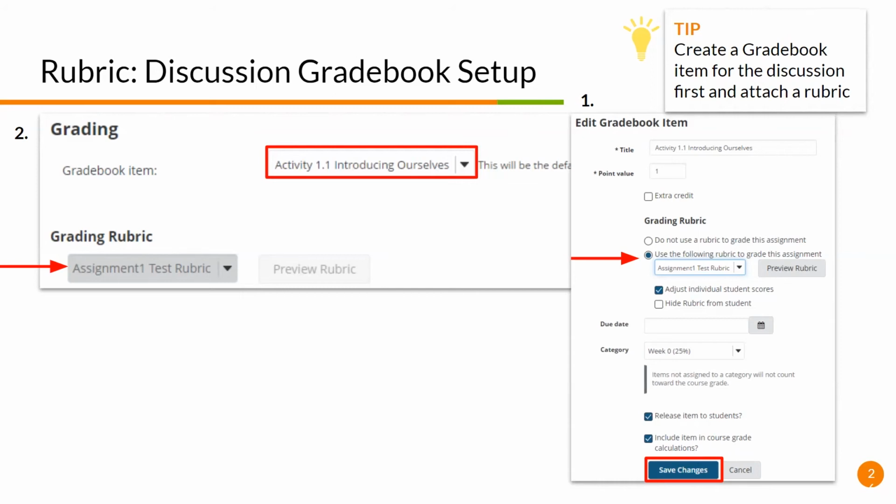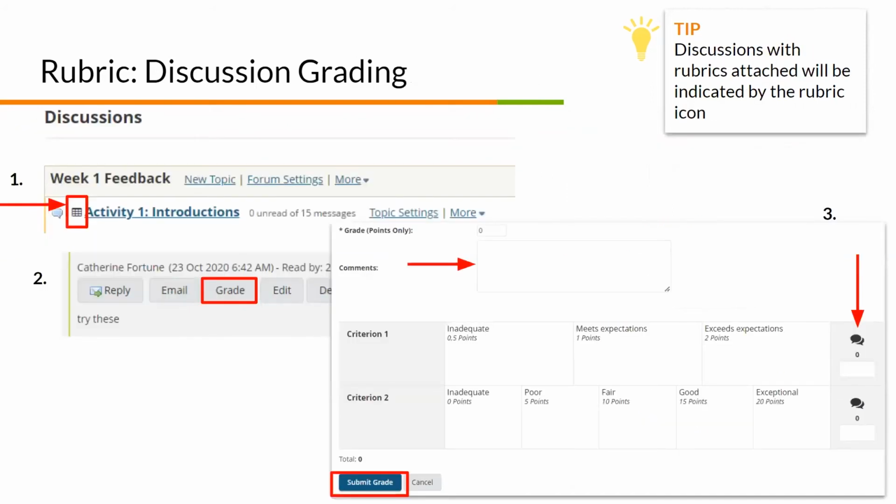So just to remember that this one is slightly different, and there's an extra step: first the Gradebook item, attach the rubric to the Gradebook item, then attach the Gradebook item to that particular discussion. So on the next slide, you will then see what this looks like when you're actually going to go in and grade a discussion. Similarly, the rubric icon appears next to that particular discussion.